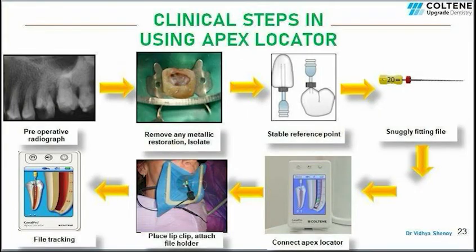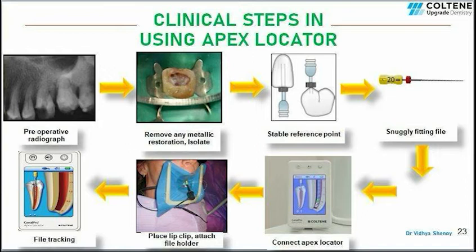We'll see the clinical steps that are involved in using apex locators. First and foremost, the most important thing is making a preoperative radiograph. This will give us information about the anatomy of the root. For example, if any curvature is present, or resorption is present because of the periapical radiolucency. So for that, this radiograph is very important. After that, isolate the tooth using rubber dam.